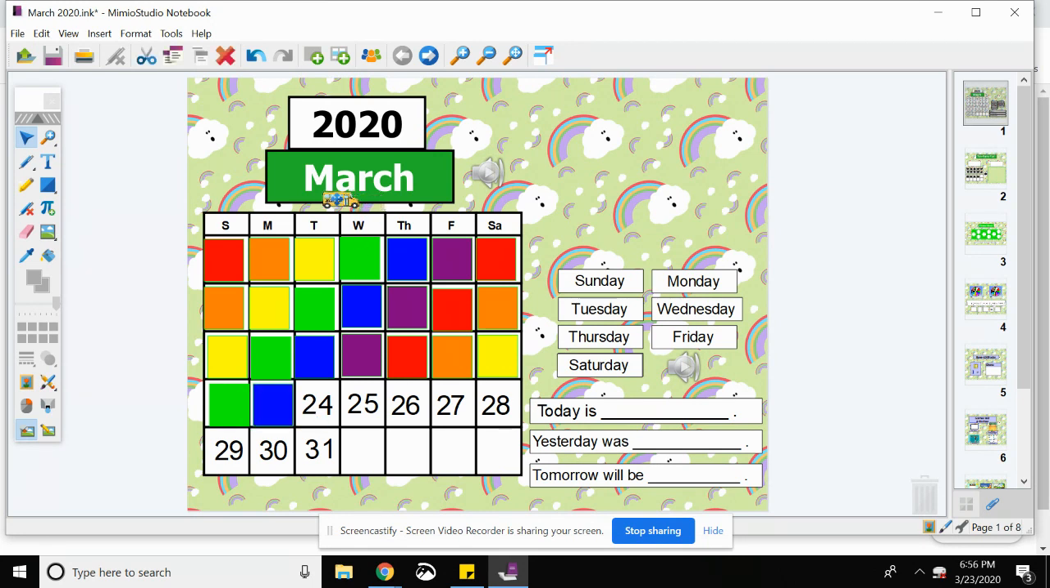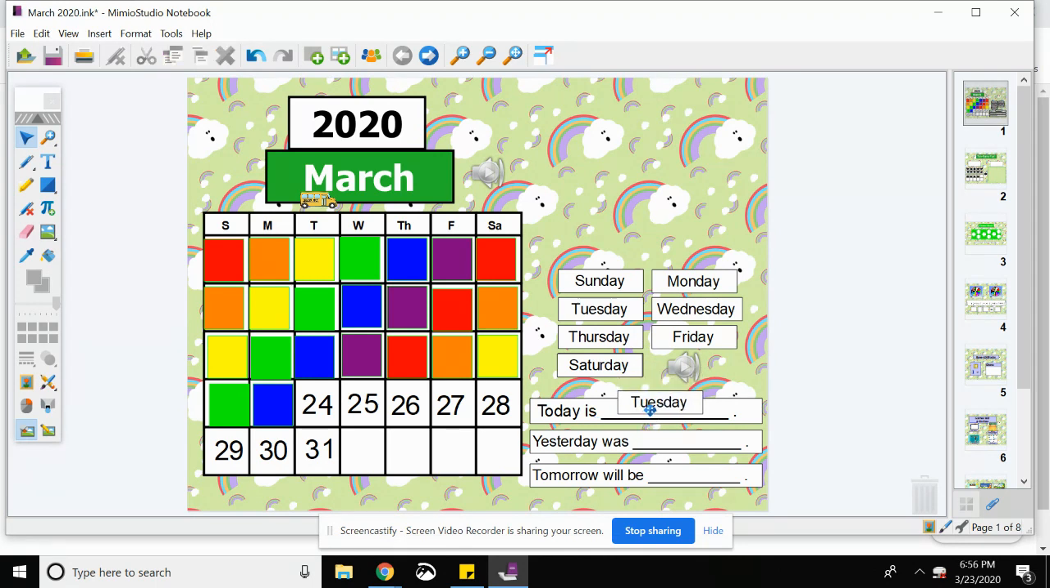So I'm going to move our bus back just a little bit. I wonder if you know why we have a rainbow for our pattern this time. I bet a lot of you can figure that one out. So I'm going to come on over here to say that today is, I'm going to look at my bus. I'm going to come down. I see that T for Tuesday. So I'm going to put Tuesday on the line.